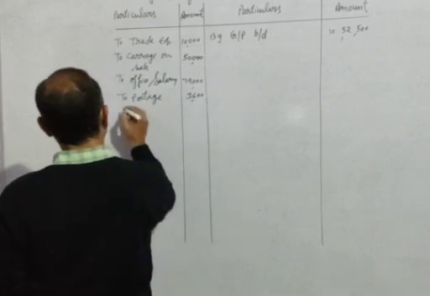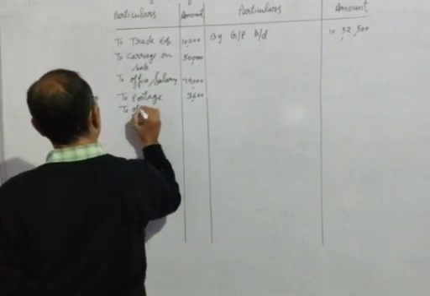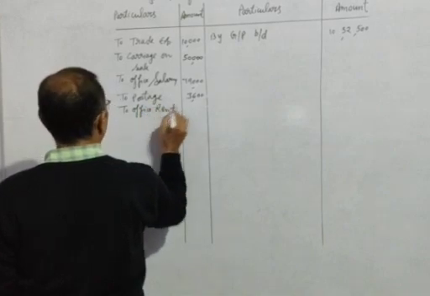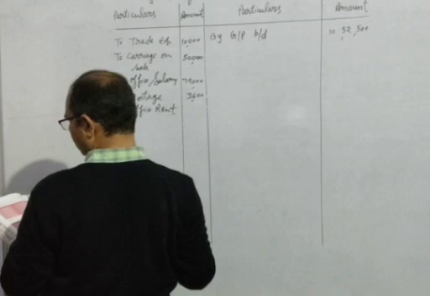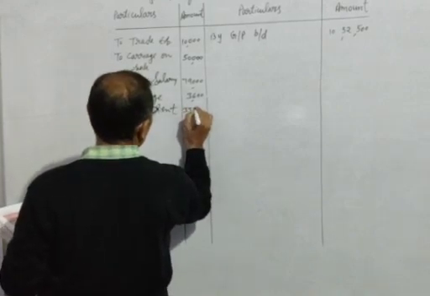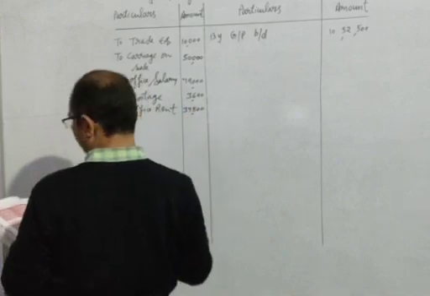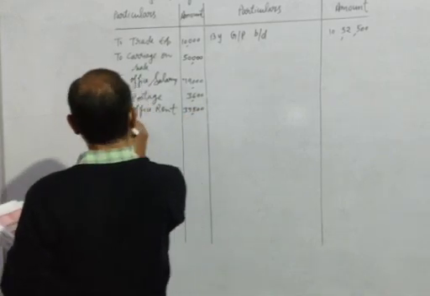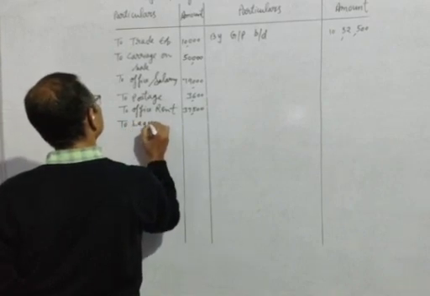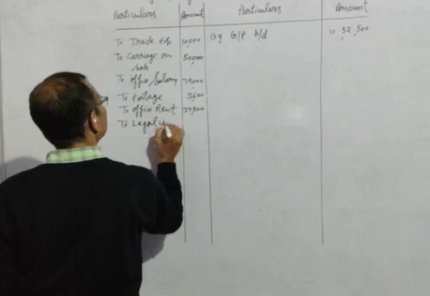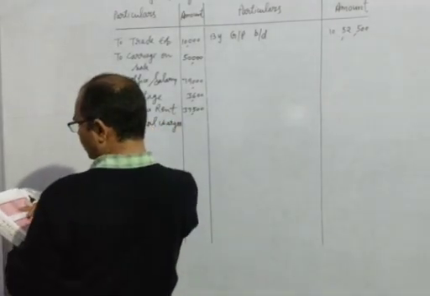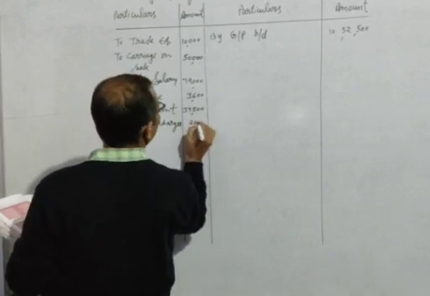Next item is office rent, and the amount is 37,500. Next, legal charges. These all are indirect expenses. Legal charges, and the amount is 2,000.